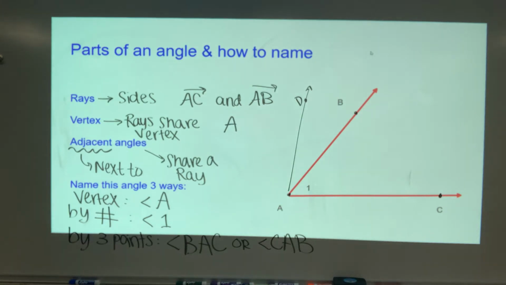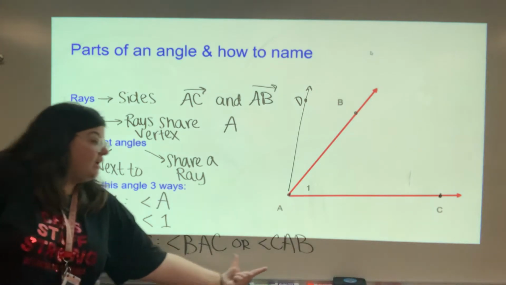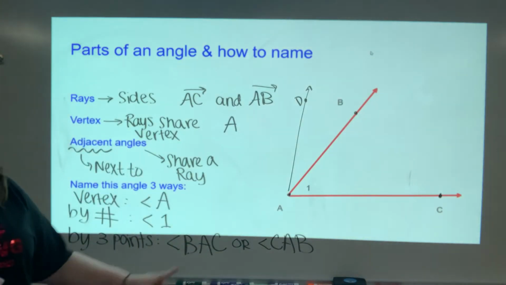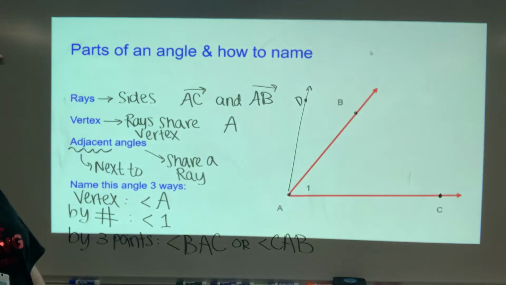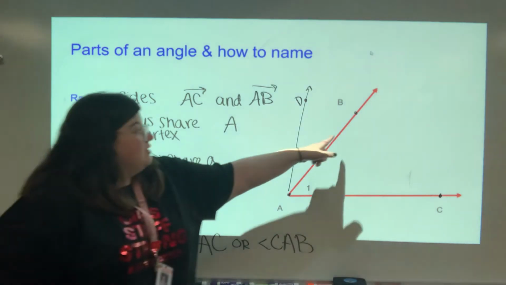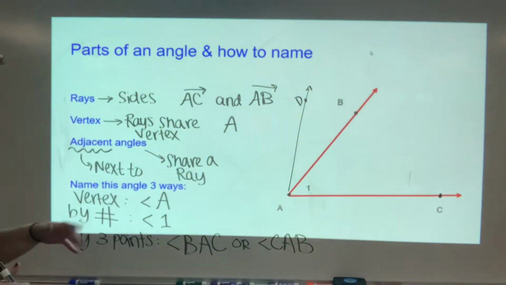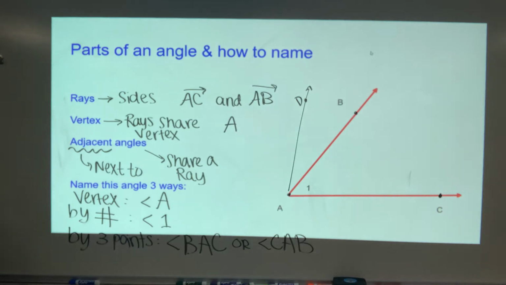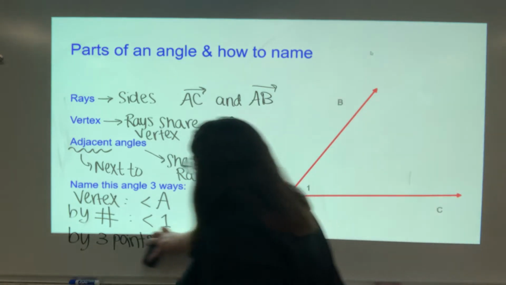So again, the outside points that are on the rays don't really matter, but that middle one needs to be your vertex, all right? Because if I say angle CBA, I'm looking at B to be my vertex, and there's no angle being made here, all right? So take a second, pause if you need to, parts of an angle and how to name them. Moving on, here we go. You guys doing good?